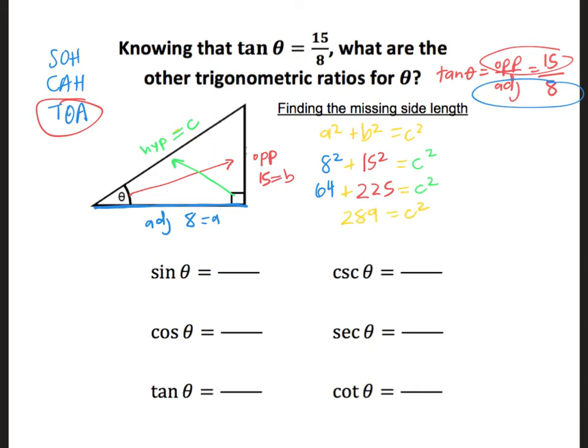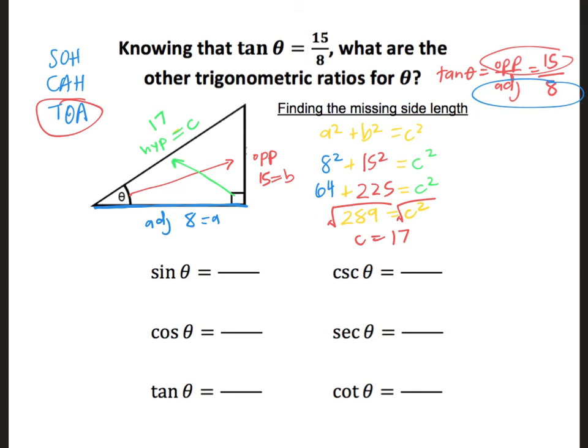And now at this point, I have to undo that squared. In order to do that, we're going to take the square root of each side, which will get c by itself. And then if I type the square root of 289 into my calculator, I get 17. So that tells me that my hypotenuse is 17.